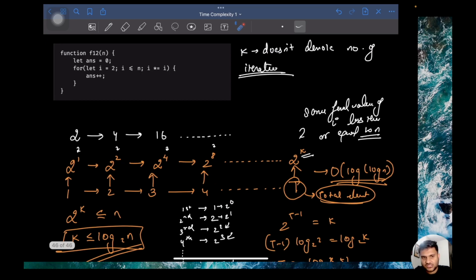Complexity depends on the number of instructions. The number of instructions here depends on the number of iterations, because in every iteration we just have 3 instructions. So 3 into the number of iterations is going to be the total number of instructions, and 3 is a constant. So our complexity will be order of the number of iterations. The number of iterations is log of log n.